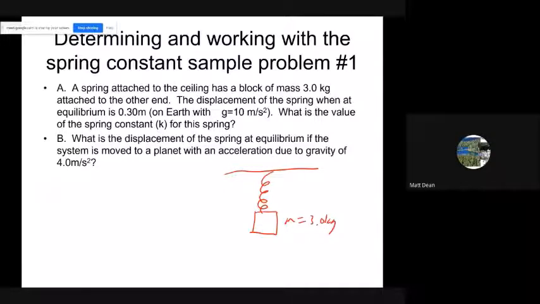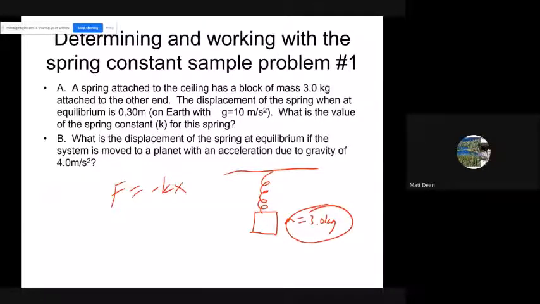The displacement of the spring at equilibrium is 0.3 meters. So when we hook the block onto the spring, it stretches the spring an additional 0.3 meters. What's the value of the spring constant? Well, remember that F equals negative kx. So the force here is going to be the weight of the block. So we're going to go 3 times 10 to get the weight of that block, 30.